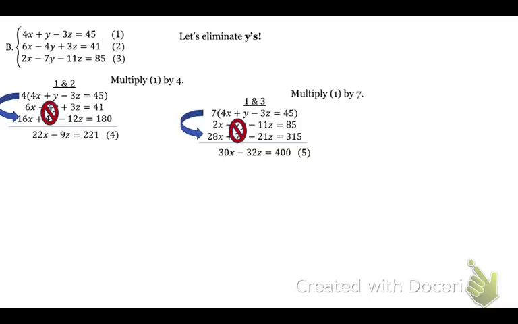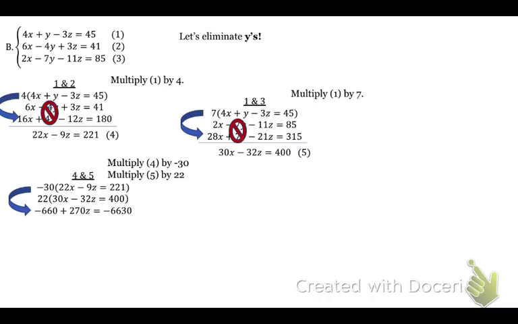Now we're going to be working with big numbers here. That's fine. You guys are totally 100% capable of working with big numbers. Okay? So we're looking at 4 and 5. And let's get rid of our x's. So I'm going to multiply equation 4 by negative 30. And equation 5 by positive 22.